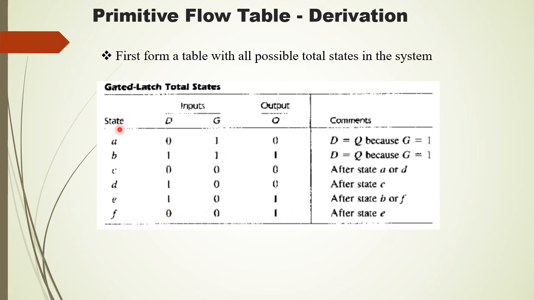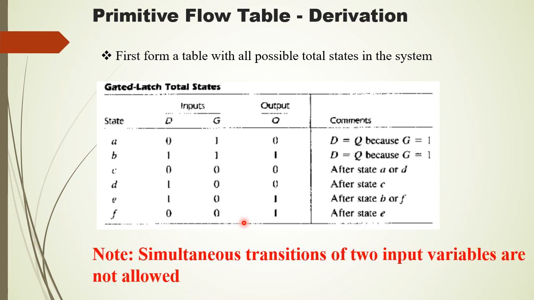So this is the input combination and the output combination, and the state D, G together we call a total state. Now from this total state information of the system, we are going to derive the primitive flow table. Let us see how to do it.